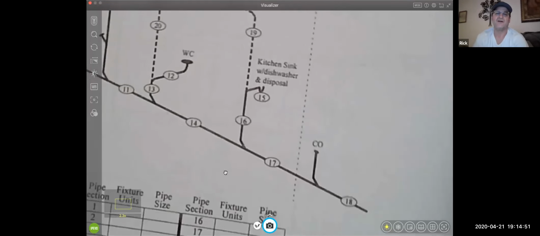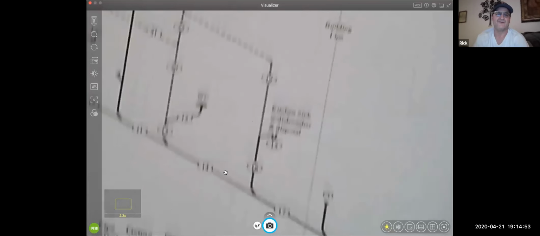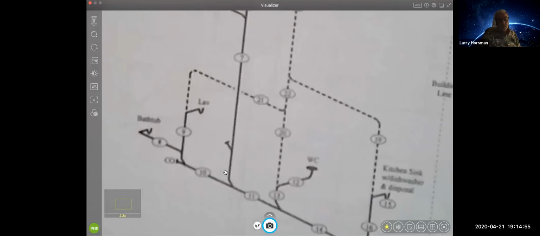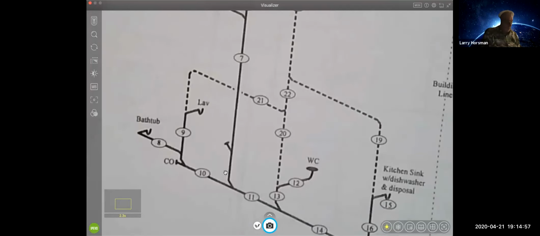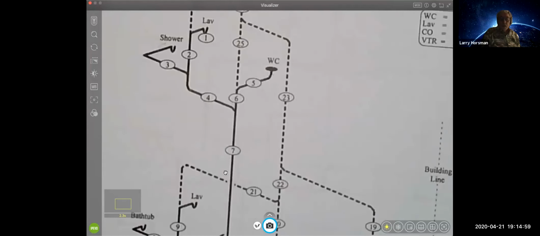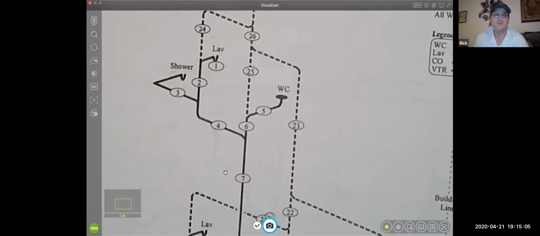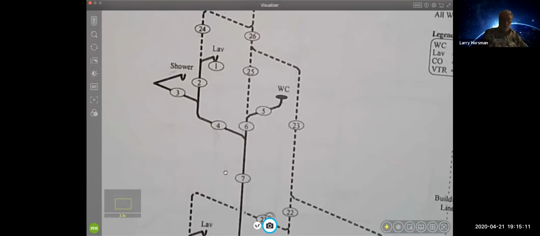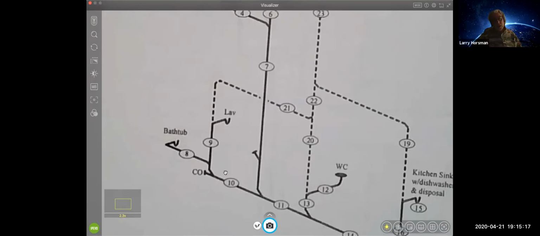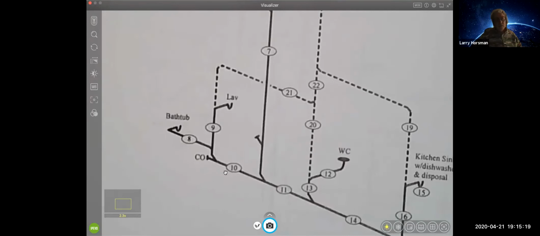And so the dotted lines in your schematic, that's the venting. Those are the vents. And again, you've got a little piece of pipe there that is a wet vent. So the ones that aren't a continuation of a drain line, those are circuit vents.